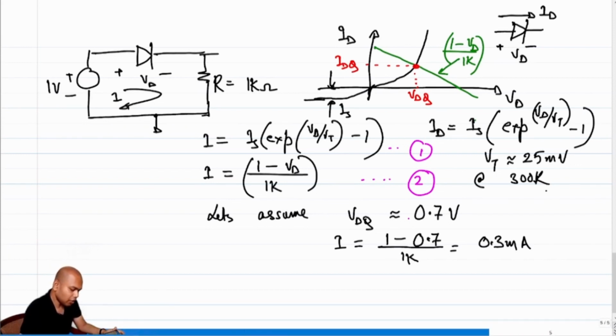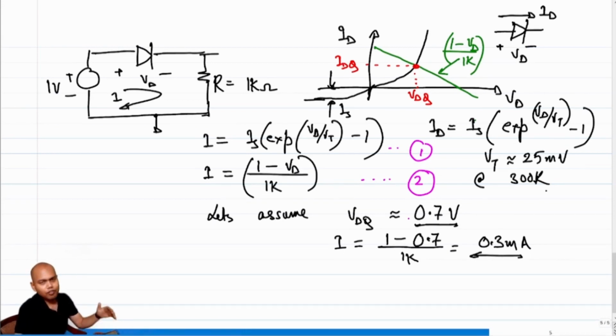However, if I now say that the resistance is, instead of 1K, like 10 ohms, then if I use the same equation, this current will suddenly jump to like 30 milliamps, right? So if it jumps to 30 milliamps, then obviously your VDQ value will not be 0.7 volts. It will be something different, and that will be governed by the ID-VD characteristics of the diode.